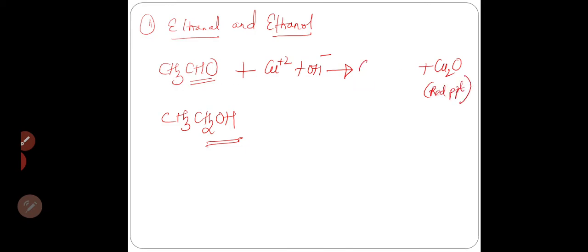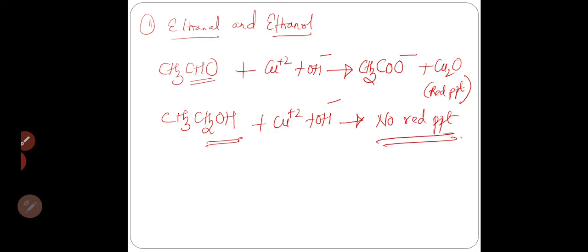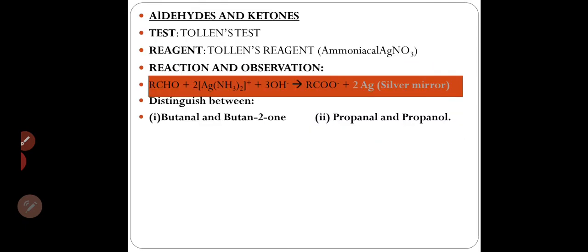Then CH3 will remain as it is, and CHO will change to COO-. Again, you do the same test using Fehling's reagent on the alcohol. There will be no reaction, no red precipitation. The reaction will not occur, so that means there will be no appearance of red precipitate. Right? This is how we can do the test for aldehydes.